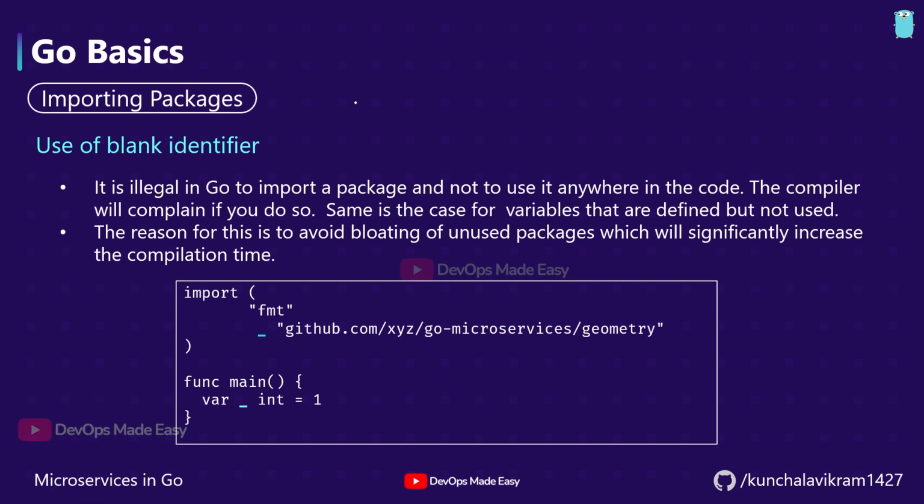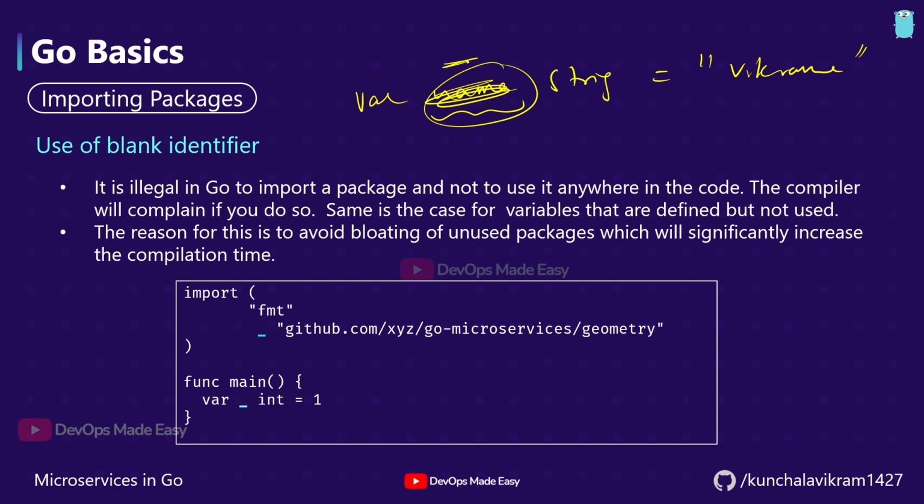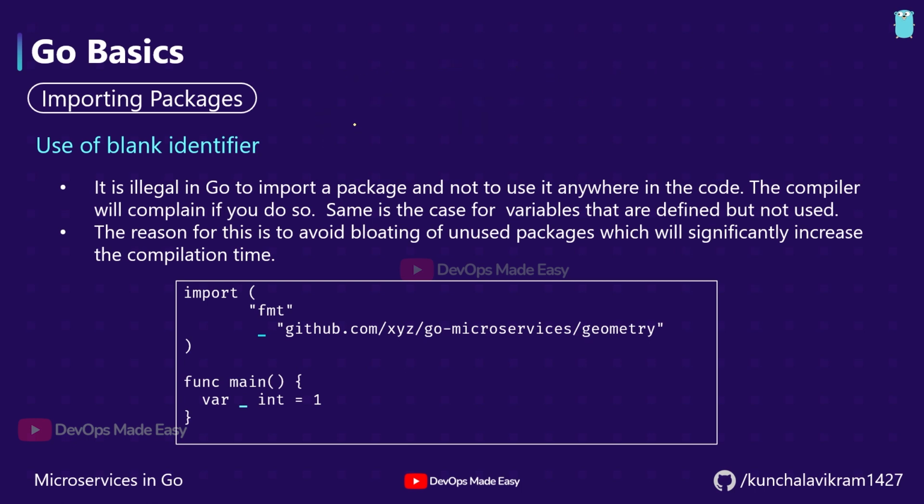Let's say you have created a variable name which is of type string, and let's say this is my name, but you haven't used this name anywhere. So this is an error in case of Go. But in order for you not to remove it, because you wanted to reuse it at a later stage, you just replace the name with the underscore. So now you will still have it in your program, but Go will not report it.